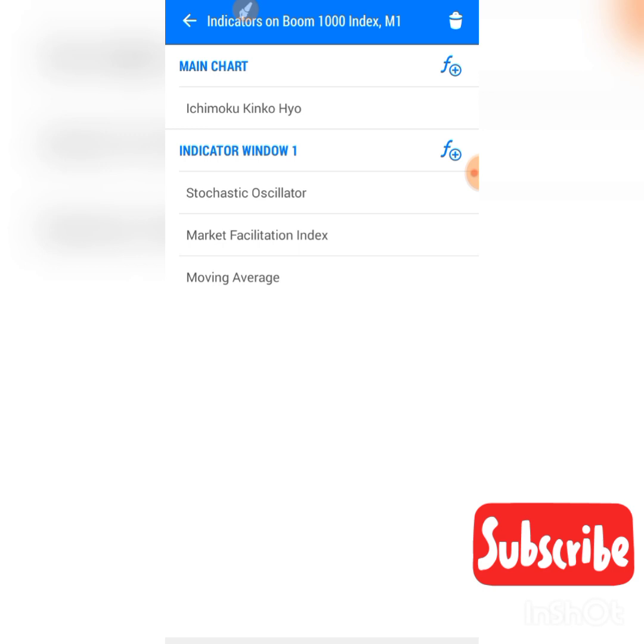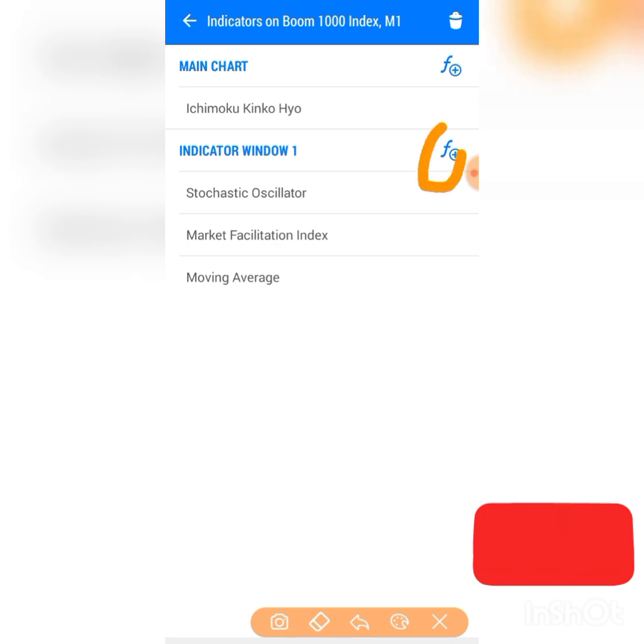Then you add a stochastic. I explained in the previous video that if you want to add an indicator to window 1, some of the indicators will go to window 1. So stochastic, if you add it, it will come to window 1. Then from there, you can click on this F and add the rest to it.